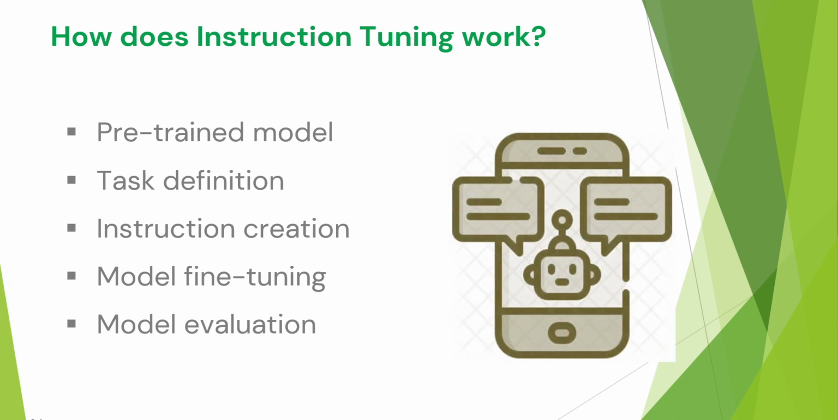Now, how does it work? So, first of all, it should start with a pre-trained language model such as BERT or RoBERTa. Then define the task that the model needs to perform, such as text classification or question answering. Then create a set of instructions or guidelines that describe how to complete the task. These instructions can be in the form of text, such as "classify the text as positive or negative," or "answer the question based on the provided context." Then fine-tune the pre-trained model on the task-specific data using instructions as additional input. And this can be done using techniques such as supervised learning or reinforcement learning. Then evaluate the model's performance on the task using metrics such as accuracy or F1 score.